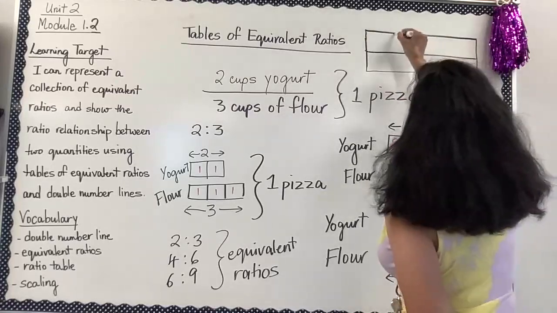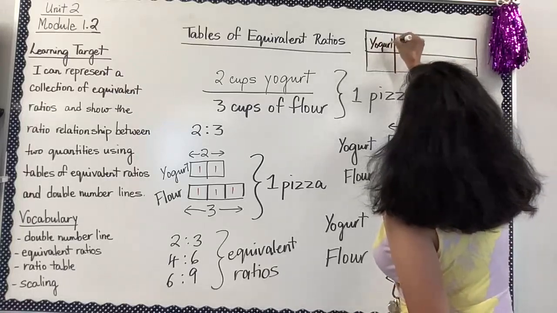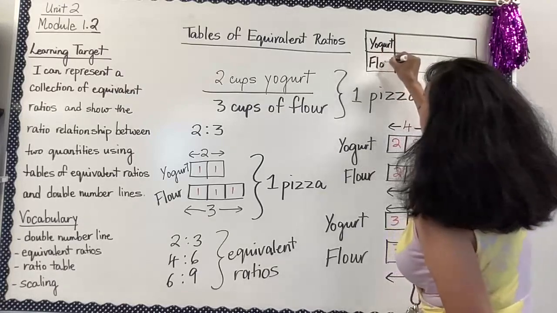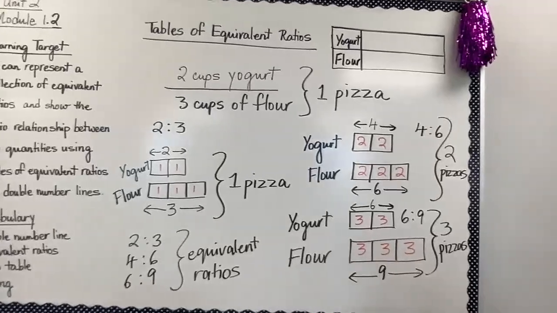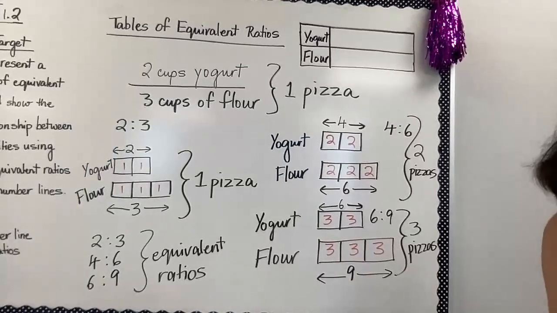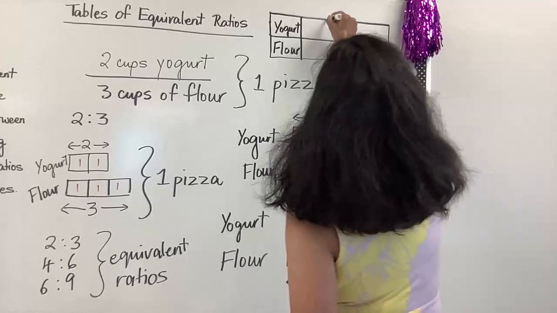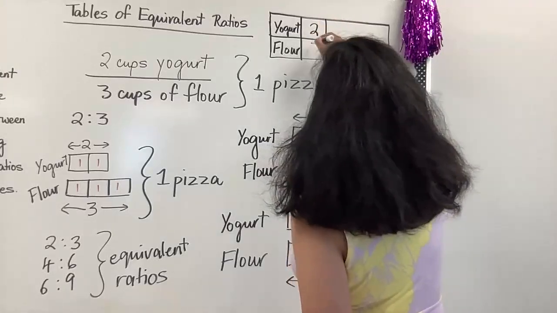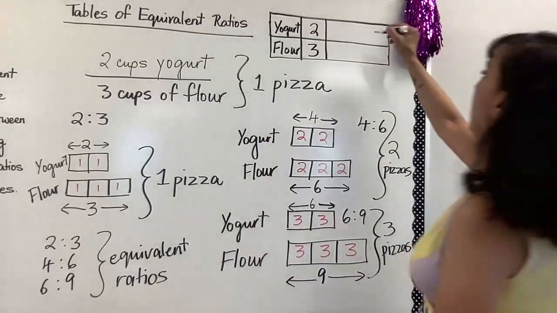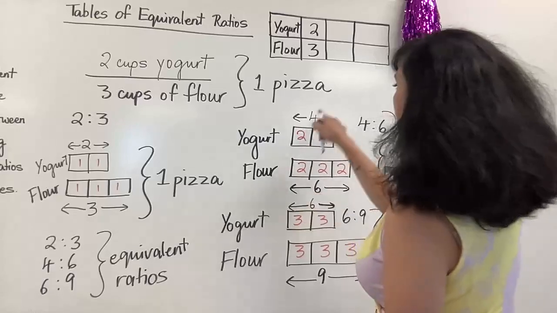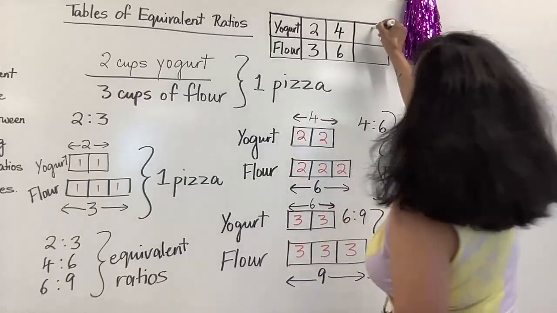I'm just going to do this. Okay, so this is my Greek yogurt. And this is my flour. Okay, so if I am looking at how many cups I need, you can see that we had started with the ratio of 2 to 3. This is 2 yogurt to 3 cups of flour. And then we said, when I showed you this, look, this is 4 to 6. And then this is 6 to 9.